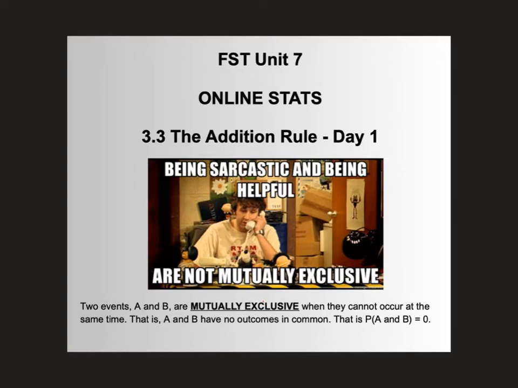So when you're doing this, two events are mutually exclusive when they cannot occur at the same time. So, for example, you can't flip a coin and have it land on both heads and tails at the same time. You can't flip or roll a die and have it land on multiple numbers at once.